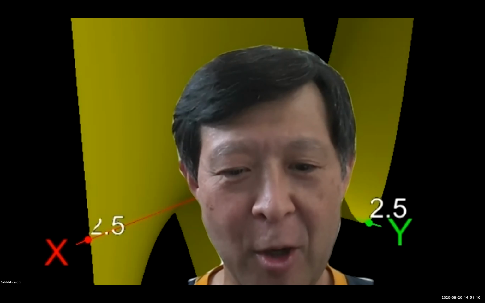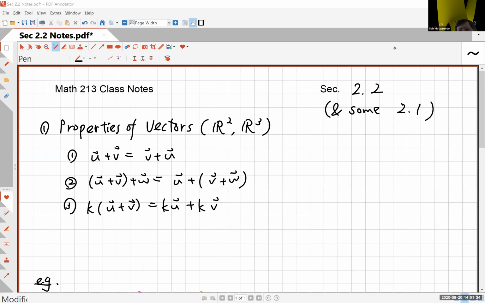Okay, so here we go. All right, so 2.2, actually both 2.1 and 2.2, list properties of vectors. And you don't really have to be able to list any of these. I think most of these are pretty much intuitive from what you learned in the past. These are listed in your book on page 112.